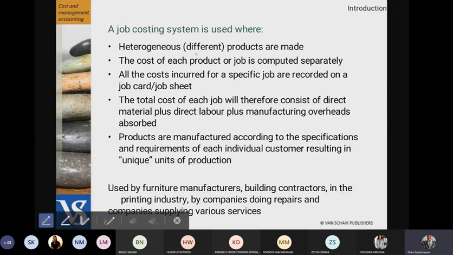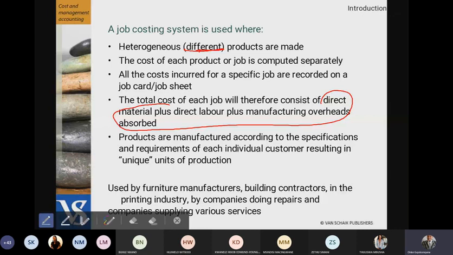When we do our reporting, products are manufactured according to the specification and requirements of each individual customer, resulting in unique products, because we're talking about different products here. So each and every product is unique, we're using different material for that particular product. So we cannot merge it or combine it with another product.